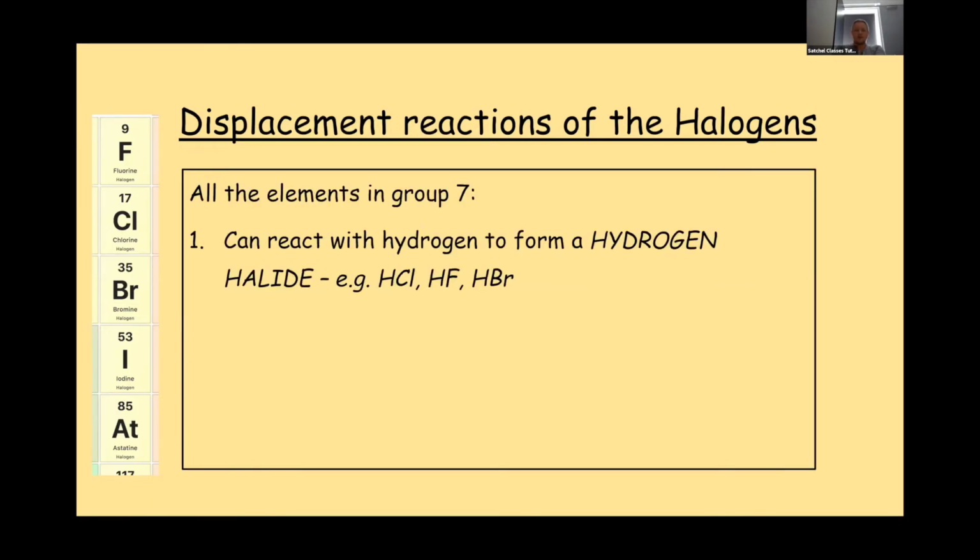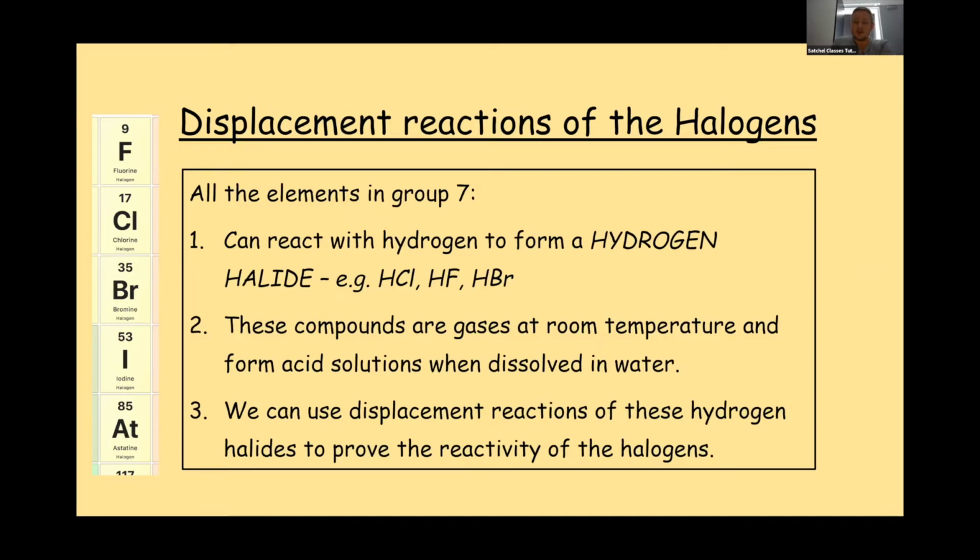All the elements in group 7 can react with hydrogen to form a hydrogen halide. For example, hydrogen and chlorine will form hydrogen chloride, hydrogen and fluorine, hydrogen fluoride, hydrogen and bromine, hydrogen bromide. And if you dissolve these in water, then you'll get a solution which is acidic, so hydrochloric acid, hydrofluoric acid, hydrobromic acid.